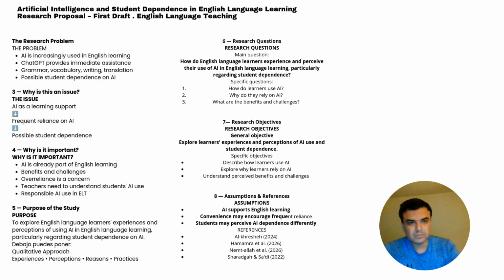The research objectives. The general objective of my research is to explore English language learners' experiences and perceptions of the use of artificial intelligence in English language learning, particularly regarding student dependence on AI. The first specific objective is to describe how English language learners use artificial intelligence when learning English.